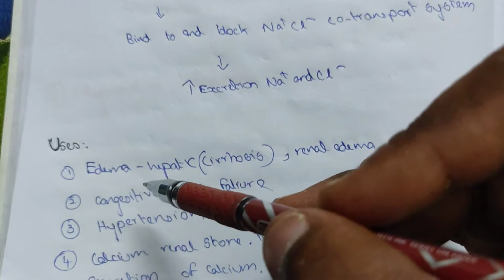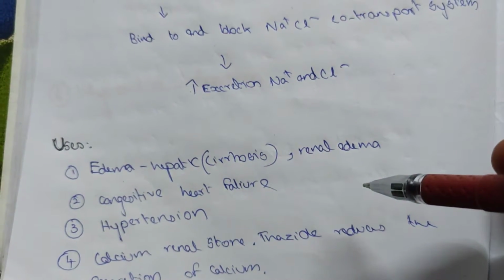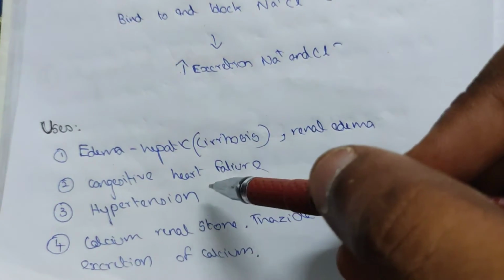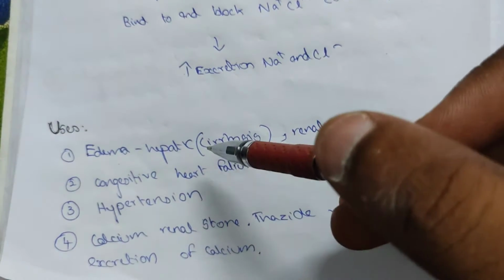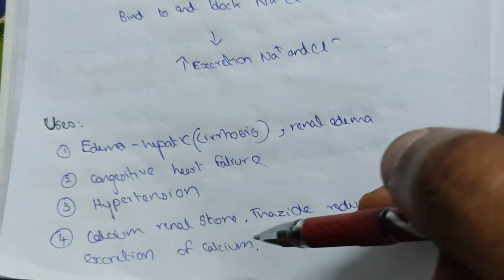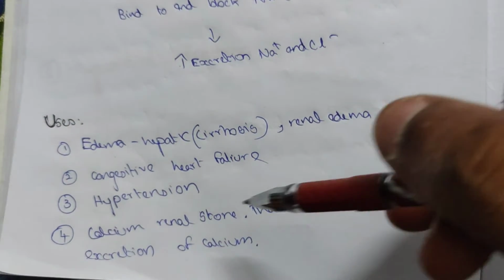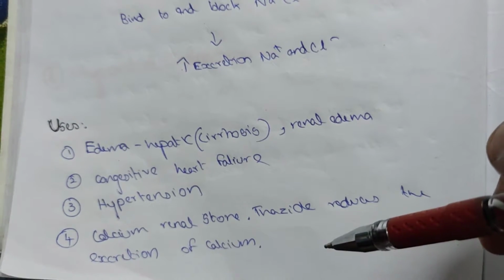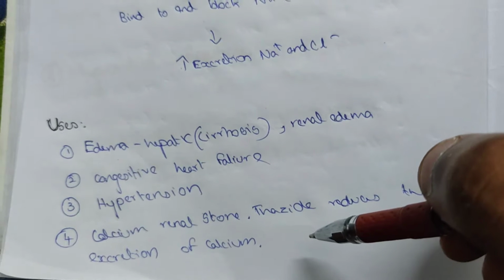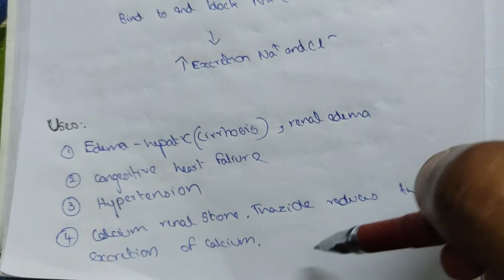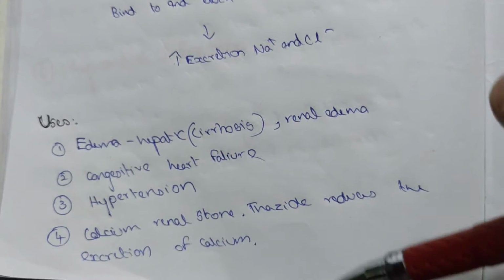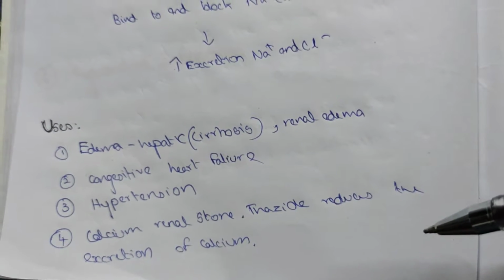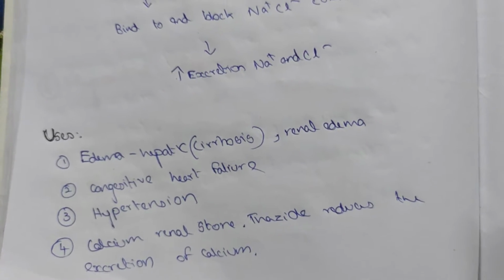Which are the conditions? Edema, hepatic and renal edema, which is cirrhosis of the liver, and congestive heart failure. Generally, congestive heart failure leads to edema. Hypertension, calcium renal stone. Thiazide reduces the excretion of calcium. In calcium renal stone, there is more accumulation of the calcium and there is loss of calcium in urine, so thiazide reduces the excretion of the calcium. So the calcium is preserved and retained.